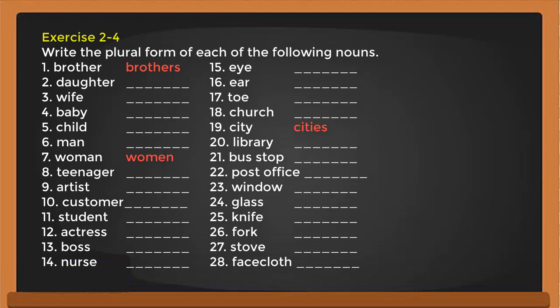Okay, now let's try exercise 2.4. Write the plural form of each of the following nouns. I have already done 3 of them. Number 1, brother. You answer brothers with s, of course. And then number 7 is irregular. Woman becomes women. And then city becomes cities.